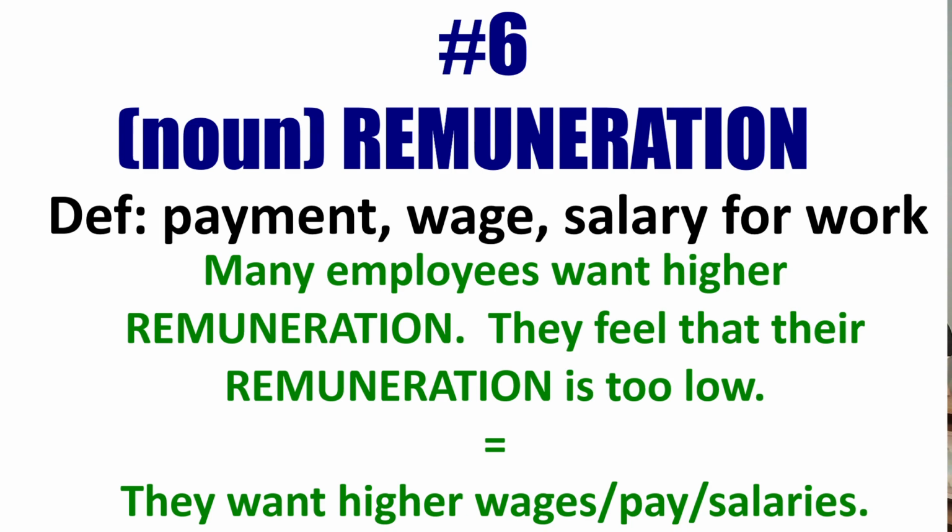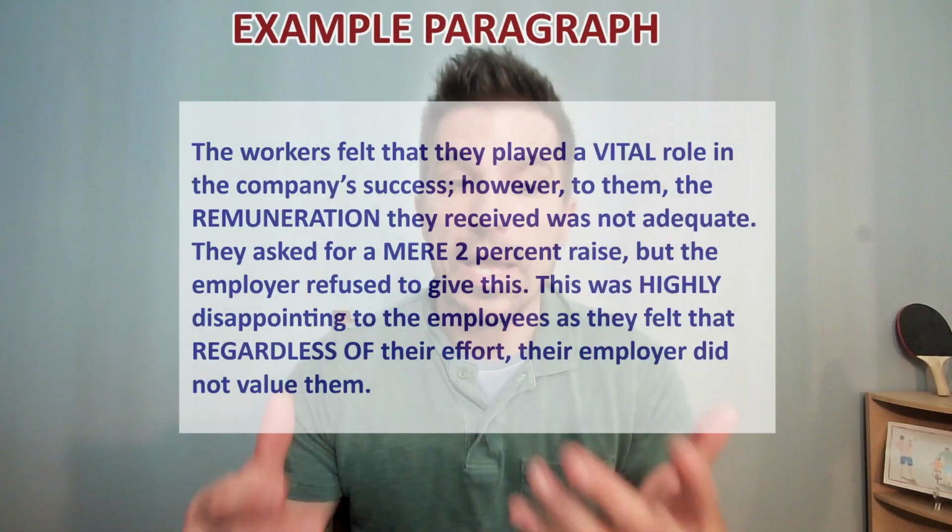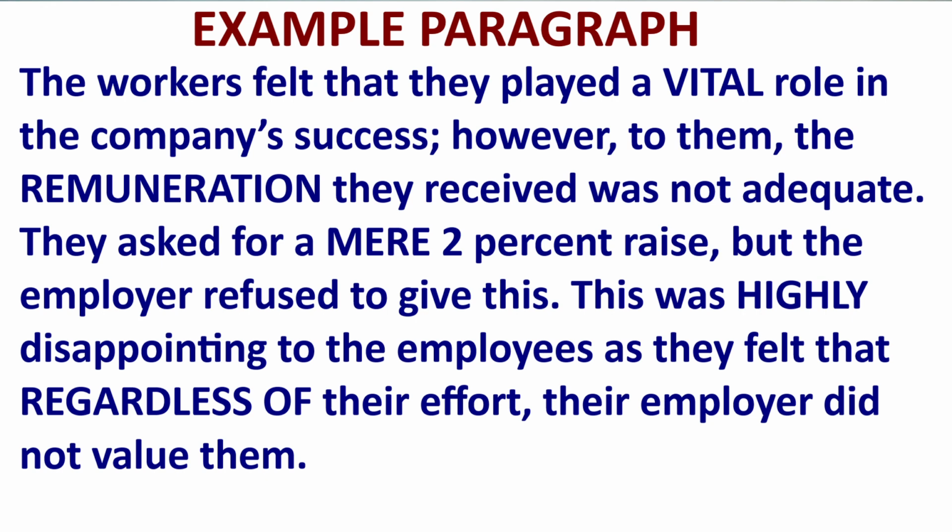So let's look at many of these words in one paragraph. Here's the paragraph. The workers felt they played a vital role in the company's success. So a very important role, vital. However, to them, the remuneration they received, so their salary that they got, was not adequate. And adequate means sufficient, good enough. They asked for a mere 2% raise. So only a 2% raise. So they asked for a mere 2% raise, but the employer refused to give this.